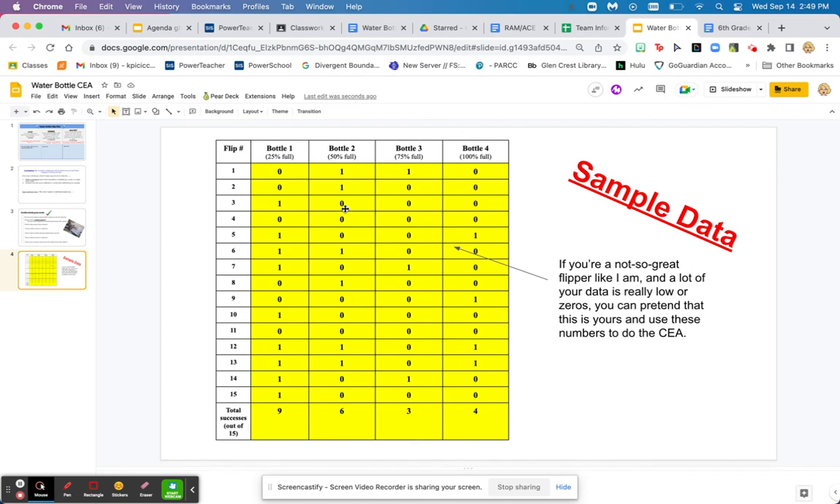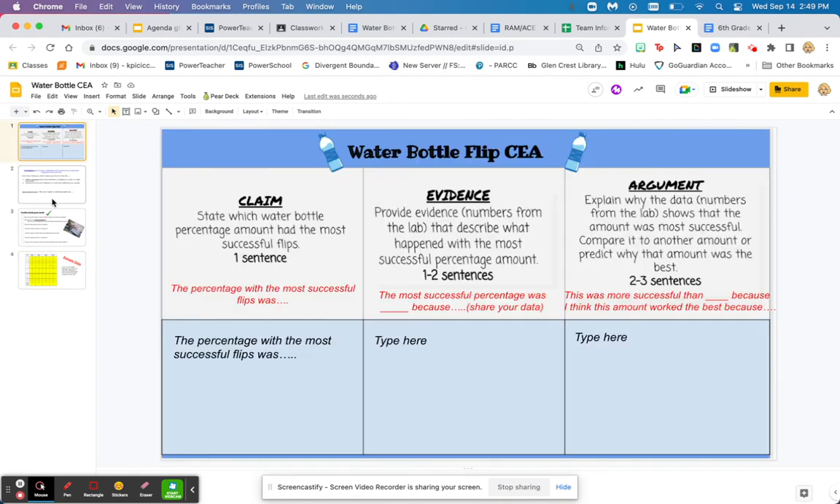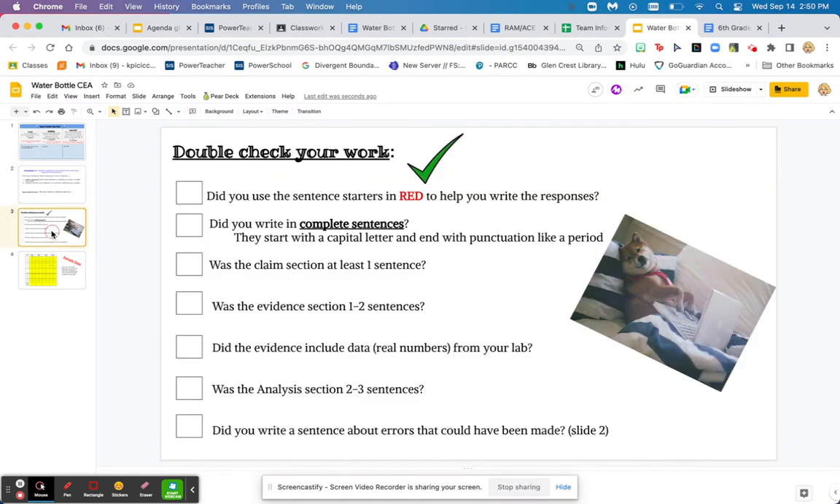Okay, so that's what your homework is. Finish the paper part, do the CER, do the error part, double check that you're all good, turn that sucker in. That's what's due tomorrow. Okay, good luck.